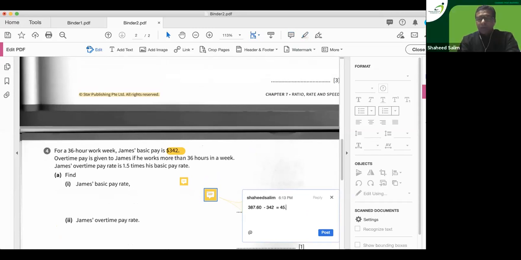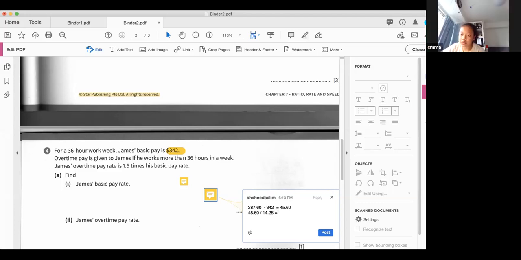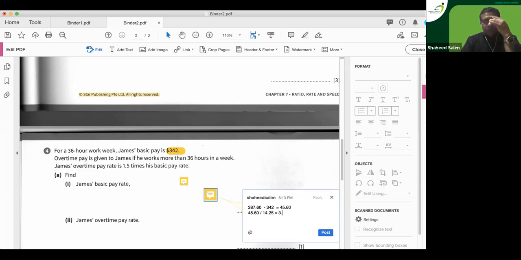45.60. Then just take 45.60 divided by the pay, because this extra down here is overtime. This one is basic pay. This one is total pay. Total pay is equal to basic pay plus overtime pay. So now overtime pay divided by 14.25. How many hours is this? 3.2. Okay, this is your answer.